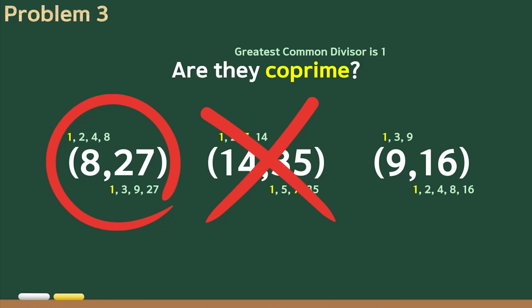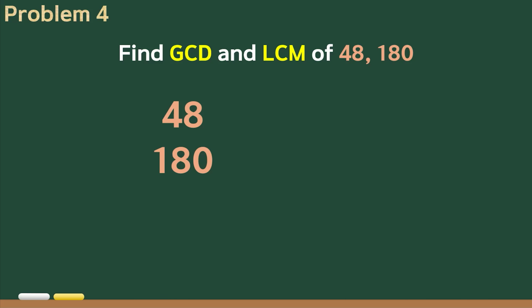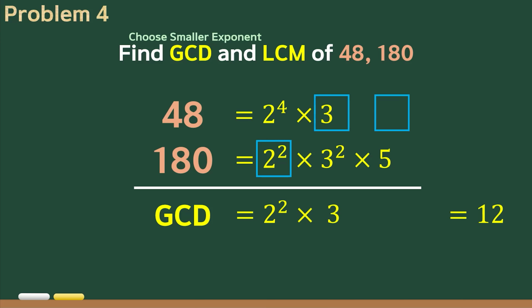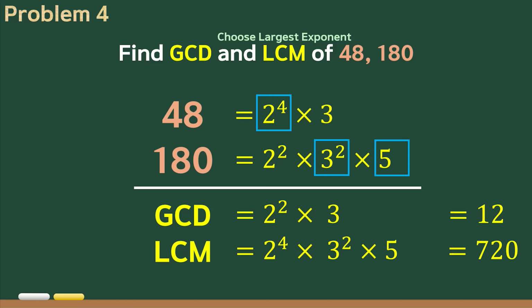Now, the key problem. Find the greatest common divisor and least common multiple of 48 and 180. Let's write both numbers using prime factorization. 48 is 2 to the fourth power times 3. 180 is 2 squared times 3 squared times 5. For the GCD, we choose the smaller exponent, 2 squared times 3. For the LCM, we choose the larger exponent, 2 to the fourth power times 3 squared times 5.